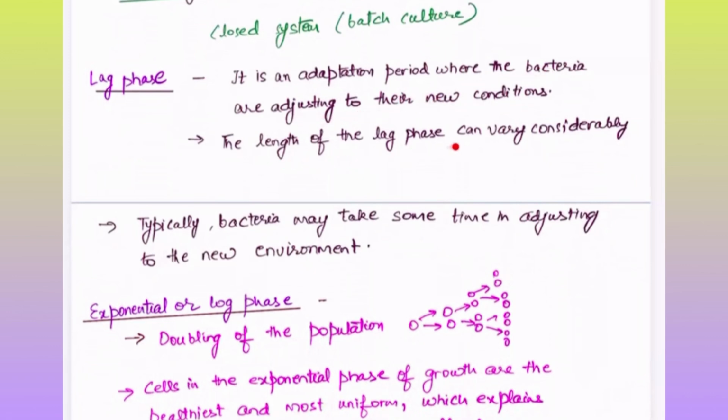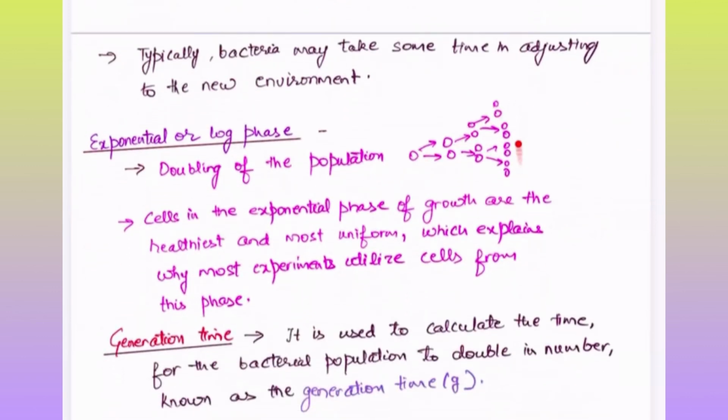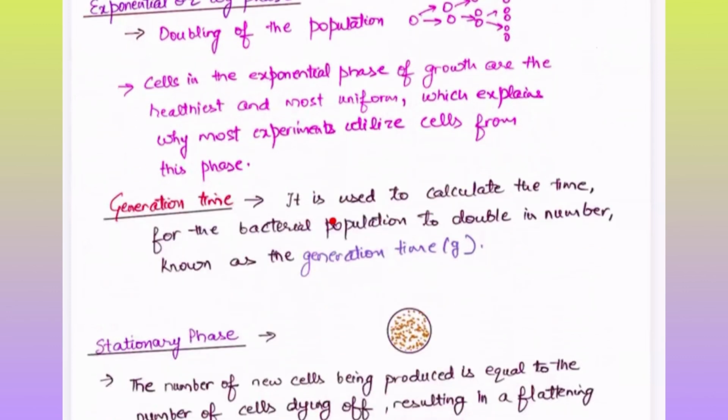The length of the lag phase can vary considerably. Typically, bacteria may take some time adjusting to the new environment. Exponential or log phase is the one where doubling of the population takes place in an exponential manner. In this phase, cells are the healthiest and most uniform, which explains why most experiments utilize cells from this phase. Generation time is used to calculate the time for the bacterial population to double in number. So each bacteria has a different generation time.